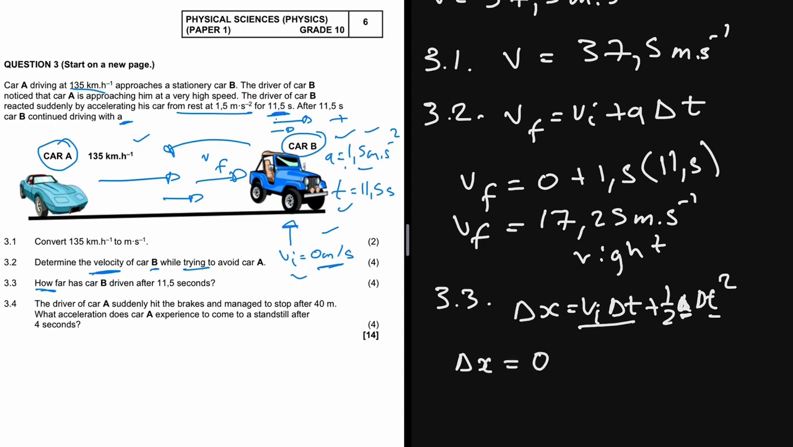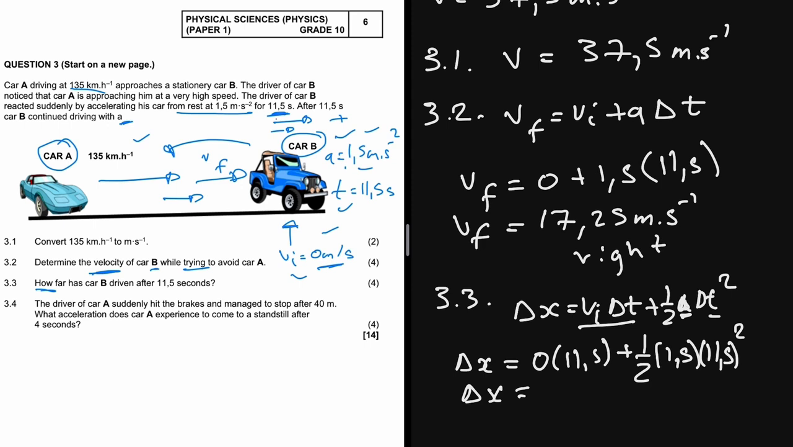Initial velocity is 0, so if this is 0, we can multiply it with time. Already we know that that's going to be 0, but you can just substitute, and then you say now this is 1 over 2. The acceleration is 1.5. So the change in time is 11.5, and then this is squared. So now the change in displacement, we just have to put everything on our calculator. We know 0 multiplied by 11.5 is just 0. So we're going to say 1 over 2 multiplied by 1.5 into 11.5 all squared.